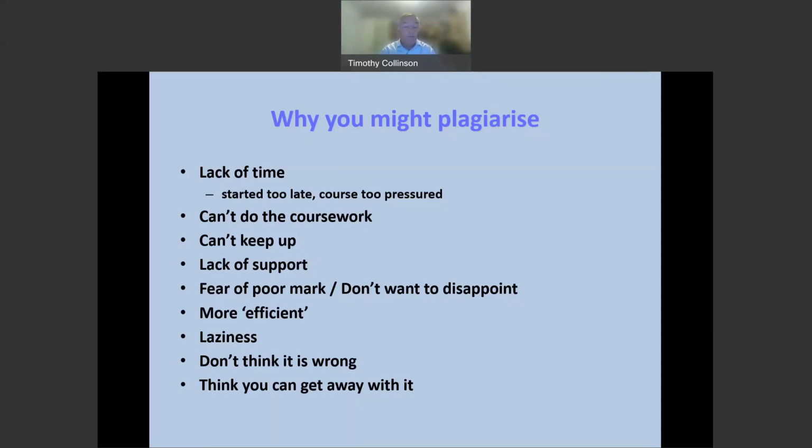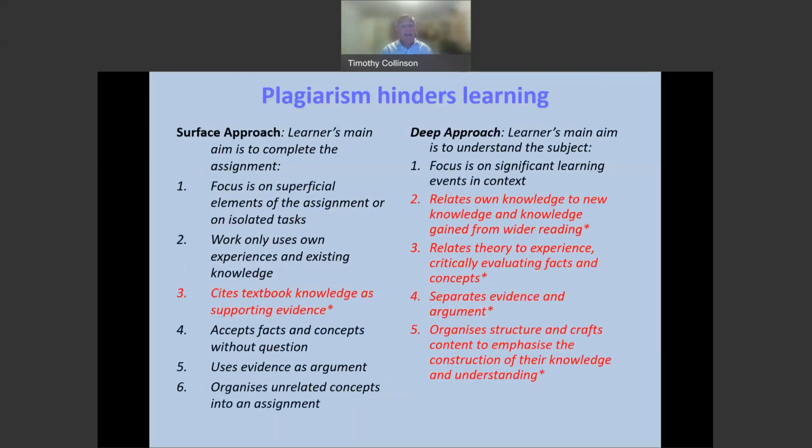And then finally, there's the possibility that you think you can get away with it. But as easily as you can find things on the internet, of course, tutors or the Turnitin software can do those same searches as well to find things in reverse. And of course, plagiarism actually can hinder your learning.